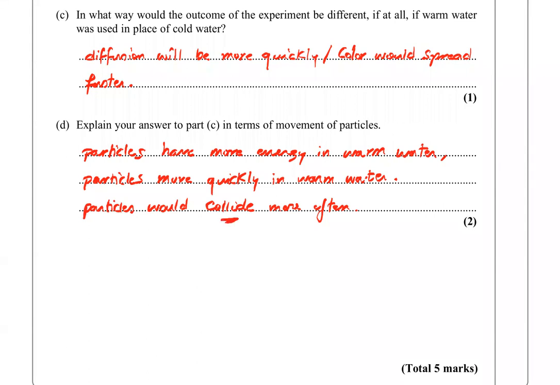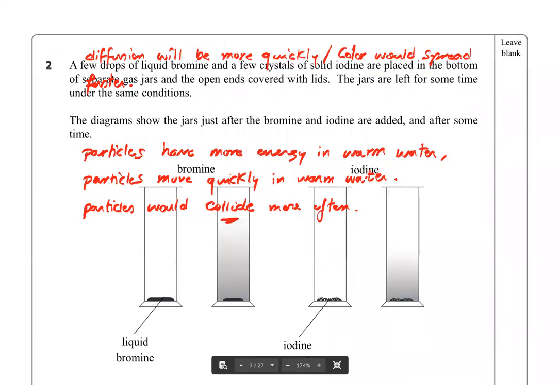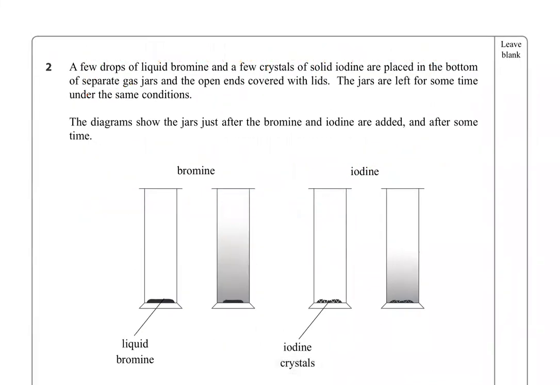The question number 1. Question number 2. Few drops of liquid bromine and few crystals of solid iodine are placed in the bottom of separate gas jars and the open ends covered with lids. The jars are left for some time under the same conditions. The diagrams show the jars just after bromine and iodine are added and after some time.